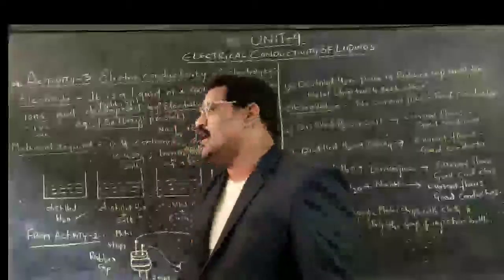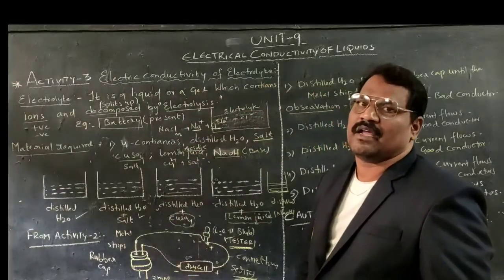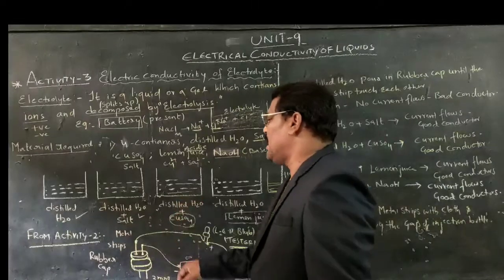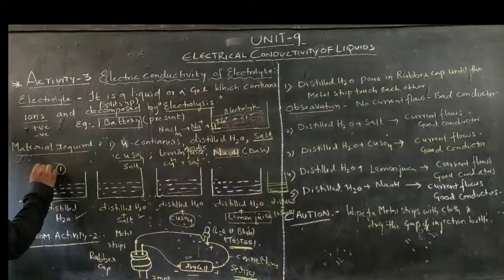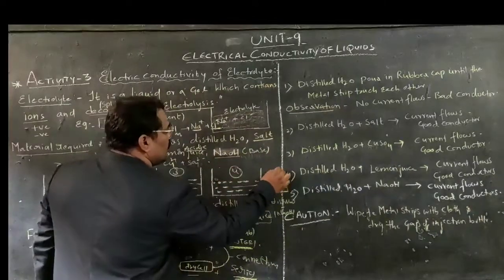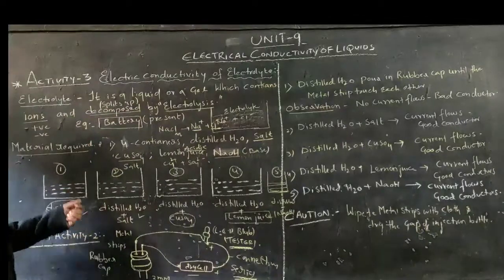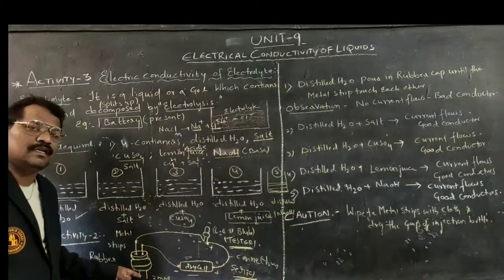First of all, within this rubber cap, we have taken an injection bottle rubber cap. Within that rubber cap, first of all you add distilled water. First one, second one, third one, fourth one, and fifth one. First you take up some distilled water, just add it into this particular container.